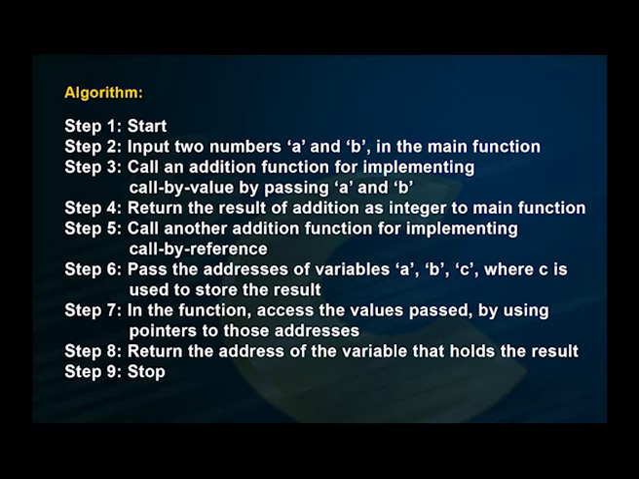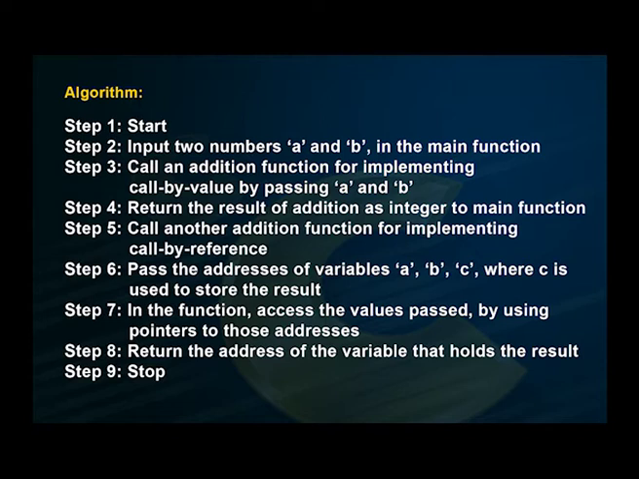Let us start from the algorithm. Step 1, start. Step 2, input two numbers a and b in the main function. Step 3, call an addition function for implementing call by value by passing a and b. Step 4, return the result of addition as integer to main function.